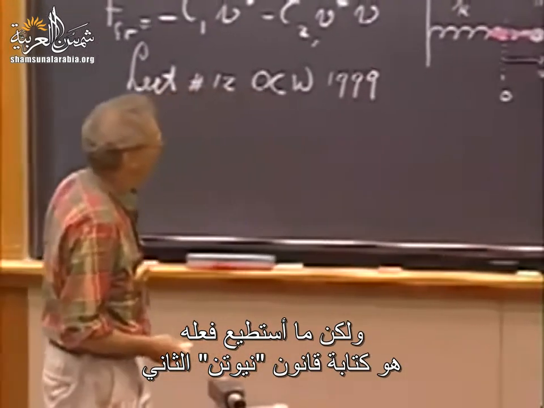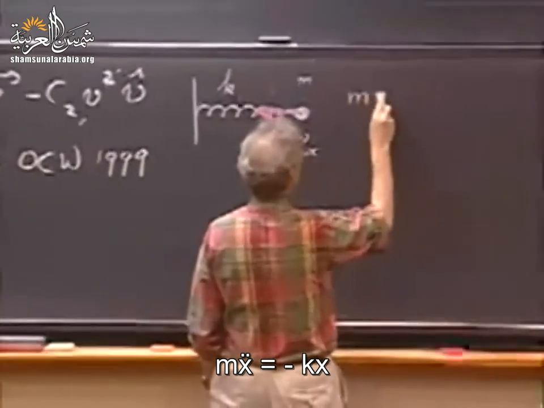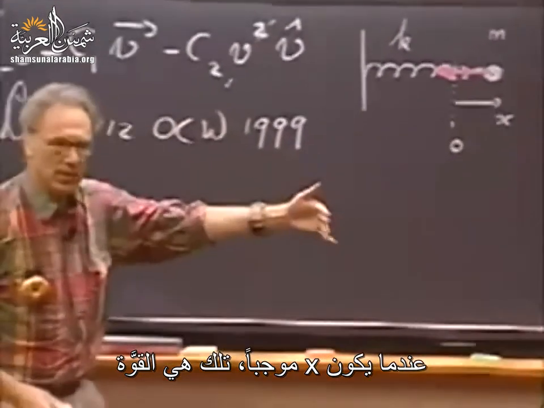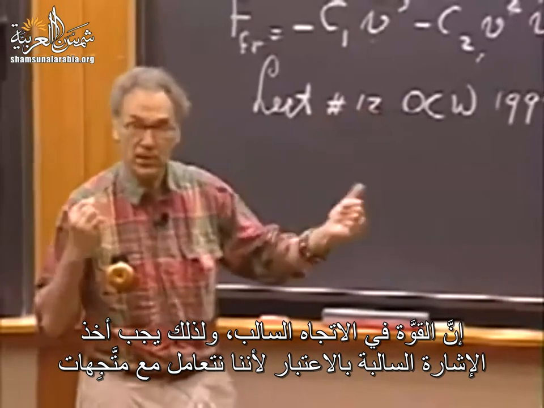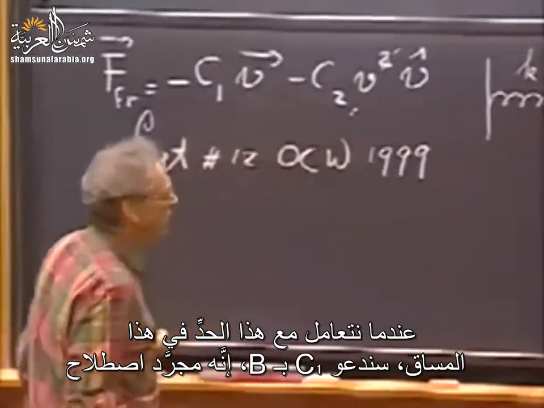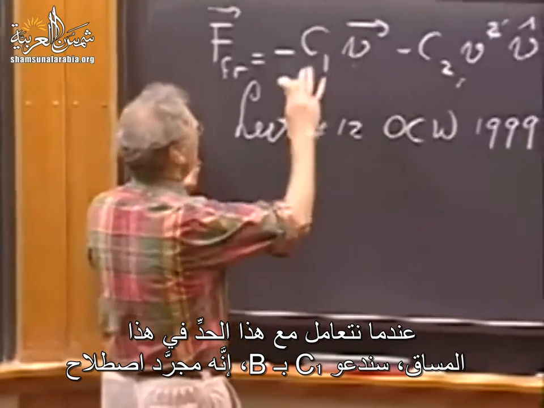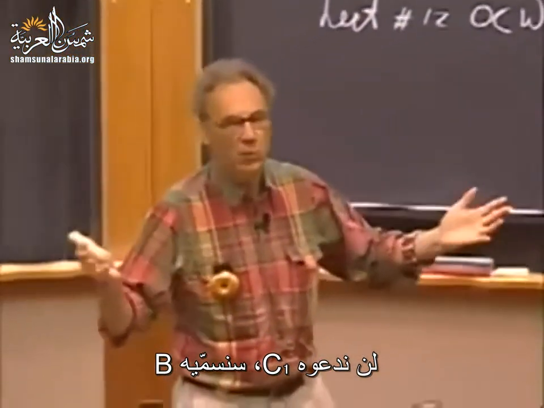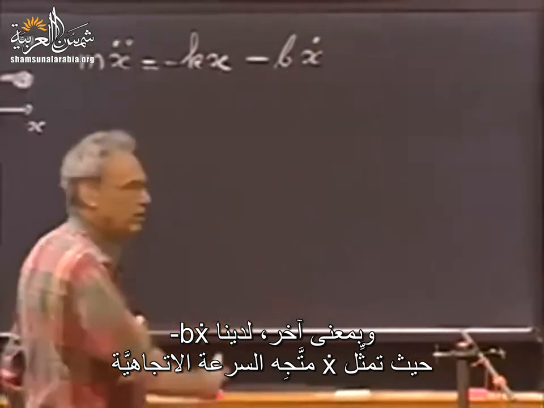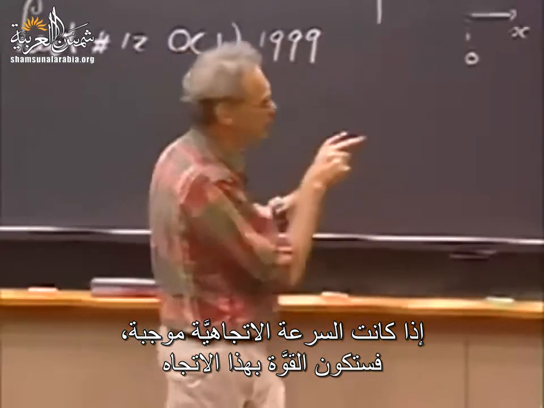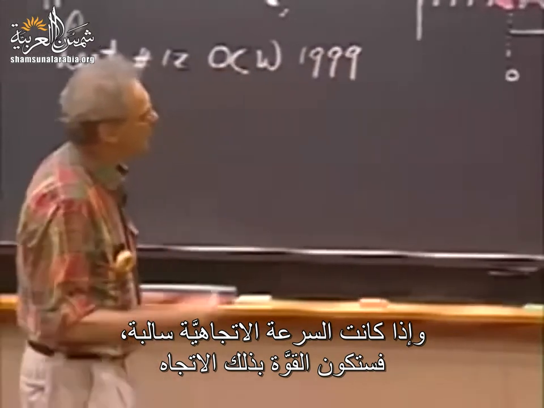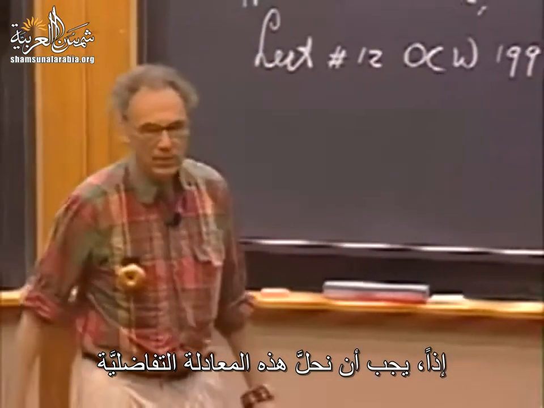But what I can do, I can write down Newton's second law, which says that m x double dot is minus kx. That is this force. When x is positive, the force is in the negative direction, so the minus sign takes into account that we're dealing with vectors. And then we have minus this term. Now when we deal with 803, we will call this C1 just b. That's a tradition. We don't call it C1, we call it b. In other words, we have minus b times x dot. X dot is a vector, it's a velocity, and if the velocity is positive, then the force is in this direction. If the velocity is negative, then the frictional force is in that direction. So that now is the differential equation that we have to solve.